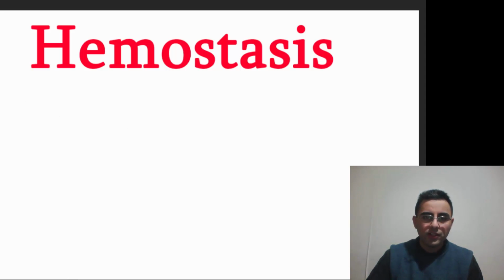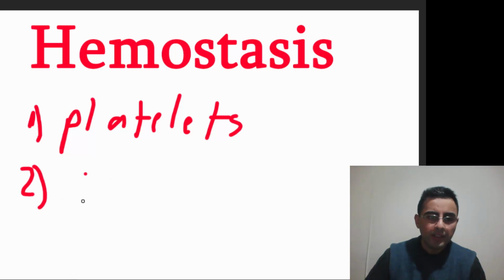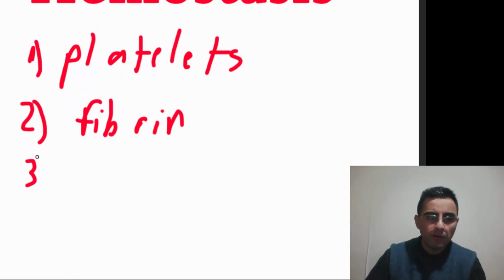The human body has a function to stop bleeding, and this is called hemostasis. Hemostasis is a complex action, and it has its characters. Three main characters are here. First is platelets. Second is fibrin. And third is the cell wall, the damaged cell wall itself.